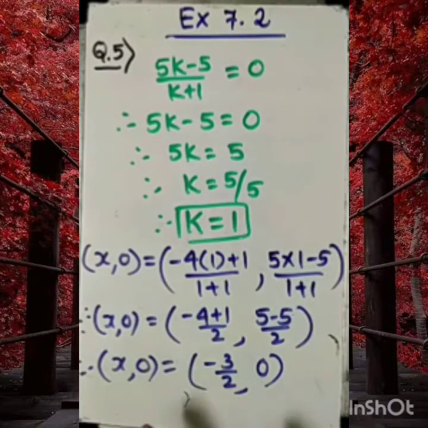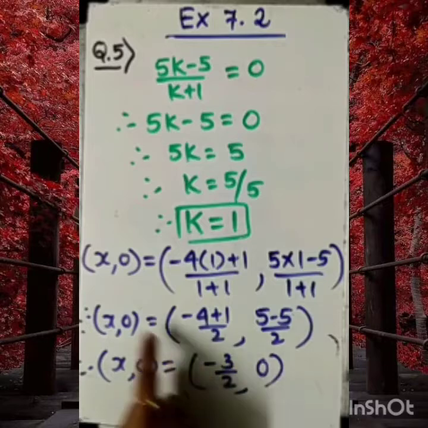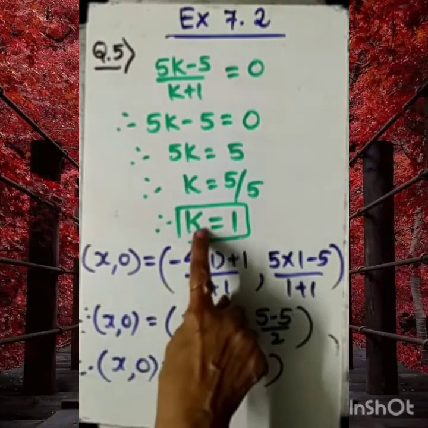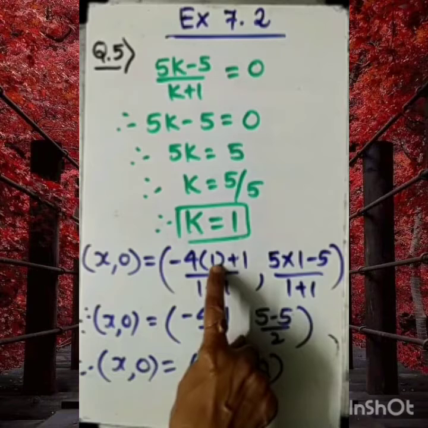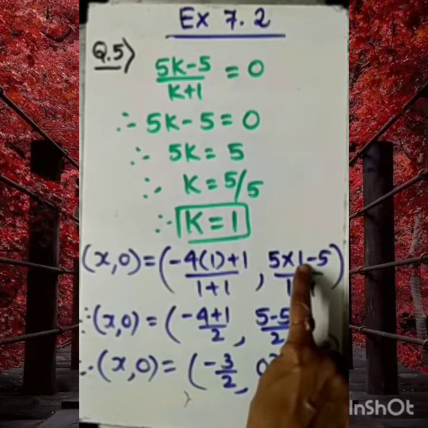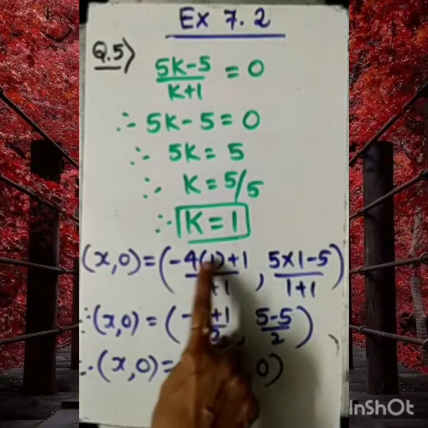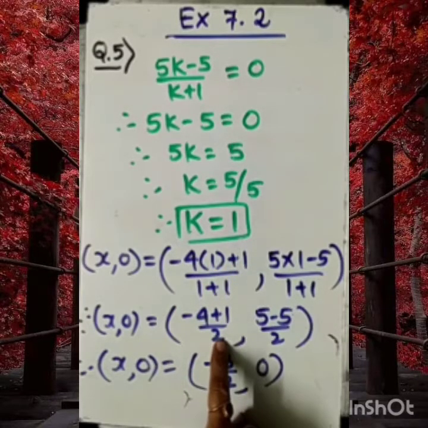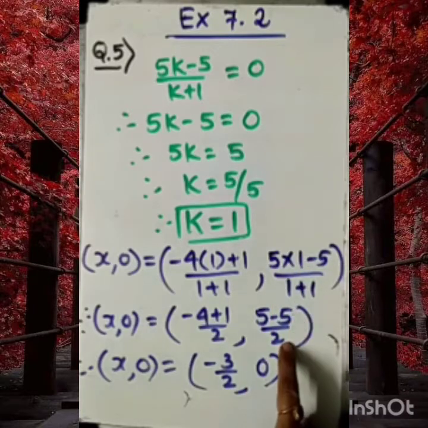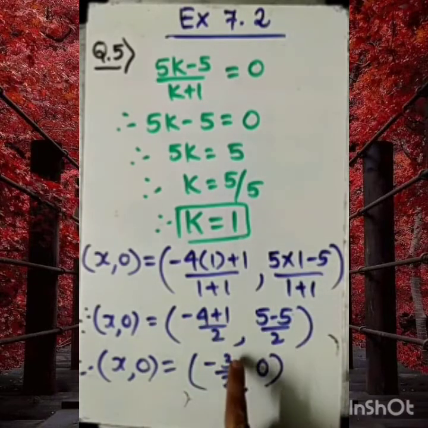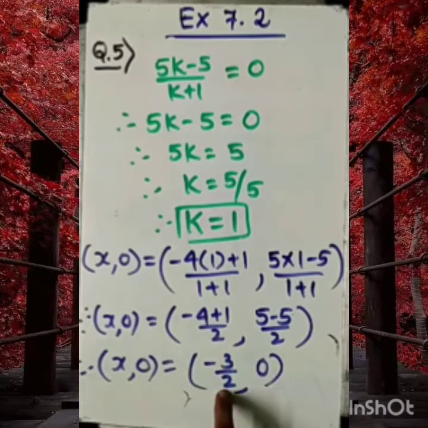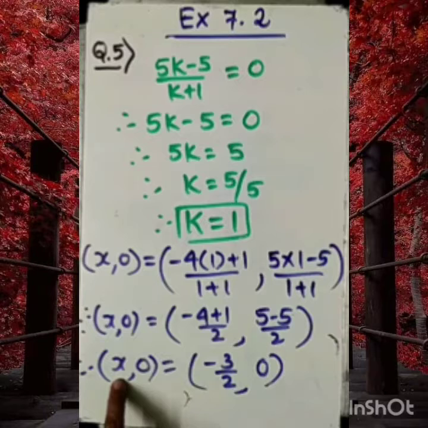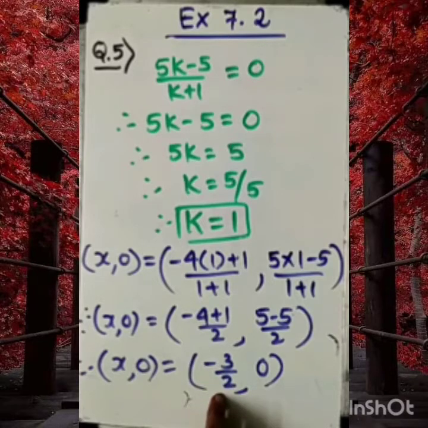Now we are going to put this value in the given coordinates. x comma 0. In place of k, I am putting the value 1 here, and here also in place of k, I put the value 1. Let's simplify. Minus 4 plus 1 divided by 1 plus 1, that is 2. Minus 4 plus 1 is minus 3, so this is minus 3 by 2, and of course this is 0 divided by 2, that is 0. Now if we compare, the coordinates of point M that lies on the x-axis are minus 3 by 2 comma 0.